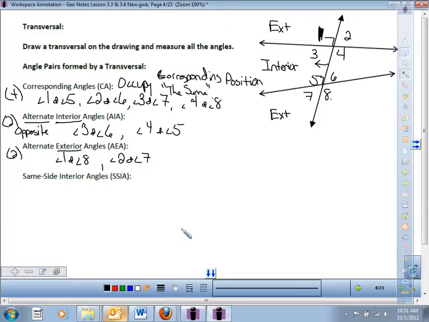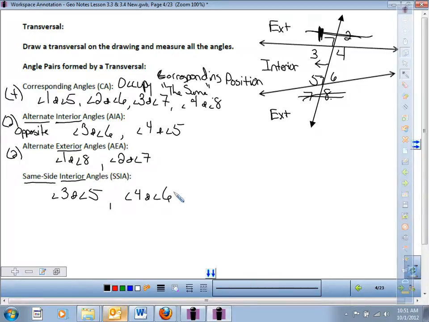Right. Now let's go to the same side interior. Same side interior is exactly what it sounds like. It's on the interior. Now instead of being on alternate or opposite sides of the transversal, the same side are going to be on the same side. So again, we're looking at interior, so we can ignore 1, 2, 7, and 8. We're looking on the interior. Let's go 3. What angle is on the same side as angle 3? So that would be 5. So angle 3 and angle 5. And our other pair would be 4 and 6.